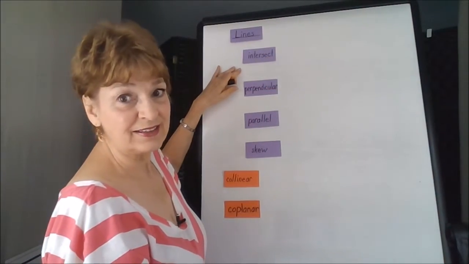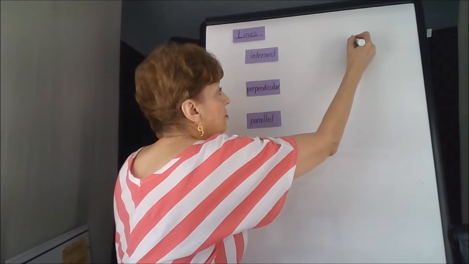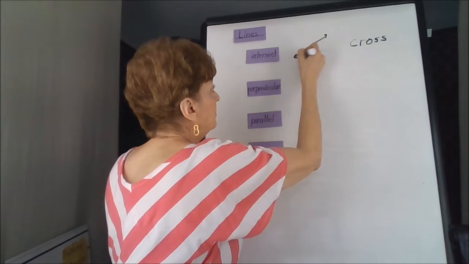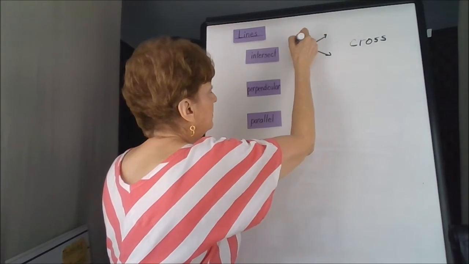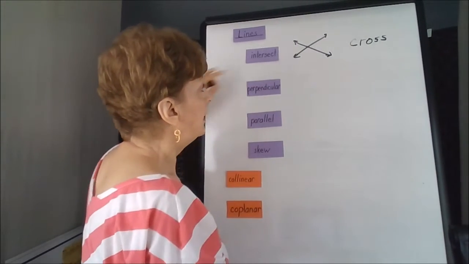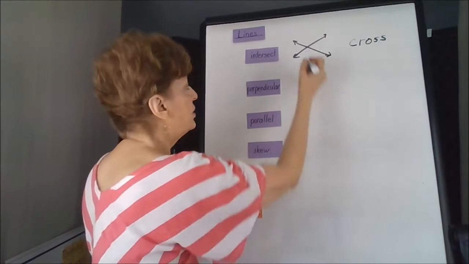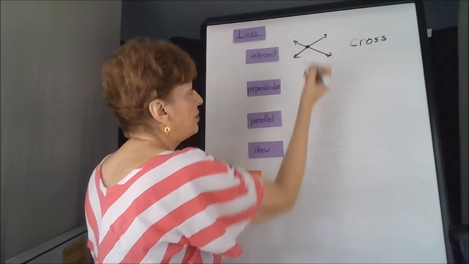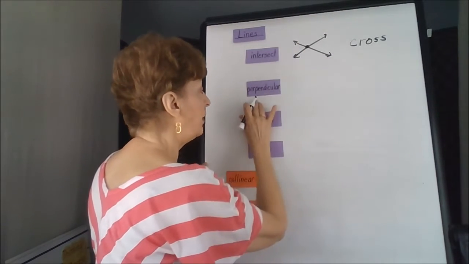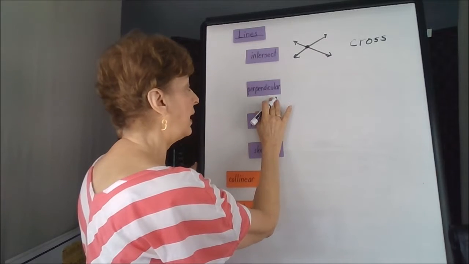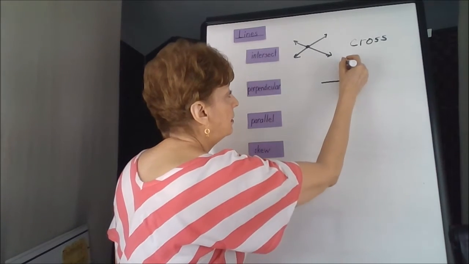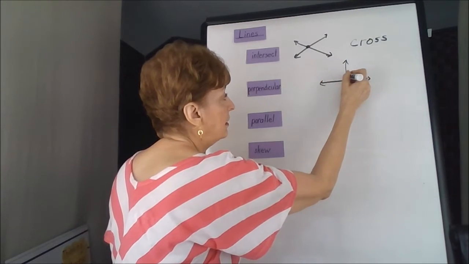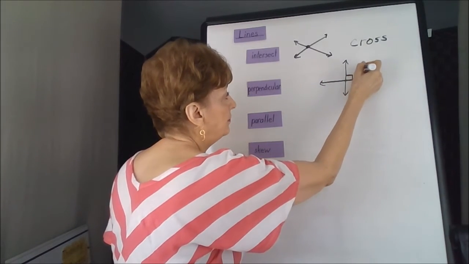Lines can intersect, which means to cross. When they cross, of course, they share a common intersection point. That's where the traffic light would be. If lines cross in this way, perpendicular, then they form right angles. 90-degree angles are formed.